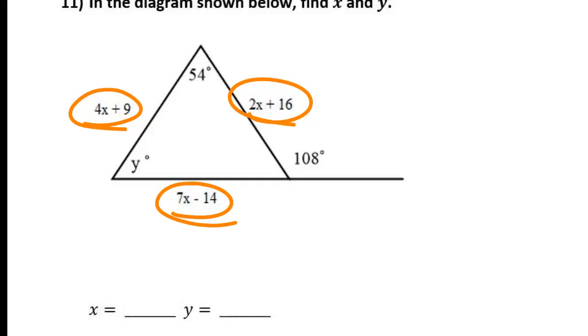Can we add the sides of a triangle together? Never, ever add the sides of a triangle together. The sides of a triangle do not add up to anything in particular. I can have tiny triangles. I can have huge triangles. The sides are going to add up to different things. It's the angles that always add up to 180, not the sides.